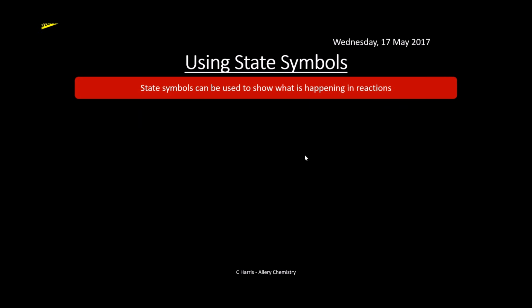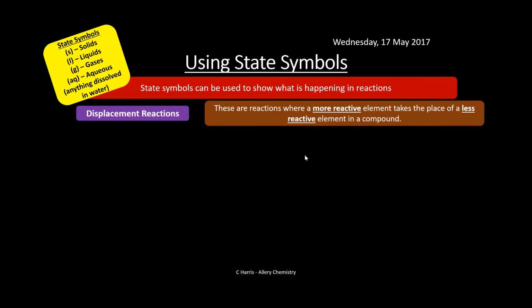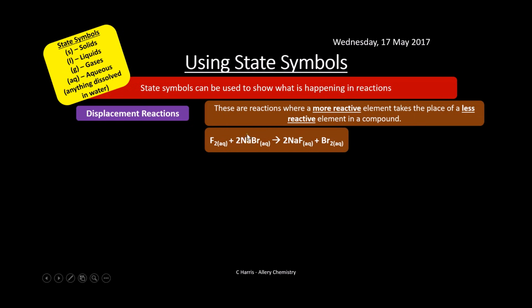Okay, so we're going to use these state symbols like we've just seen before. There they are again. State symbols can be used to show what is happening in reactions. So let's have a look at some displacement reactions. These are reactions where a more reactive element takes the place of a less reactive element in a compound. So, for example, F2 plus sodium bromide, or NaBr, will form NaF and Br2. Fluorine is more reactive than bromine, so it displaces it, and now the fluorine sits with the sodium.